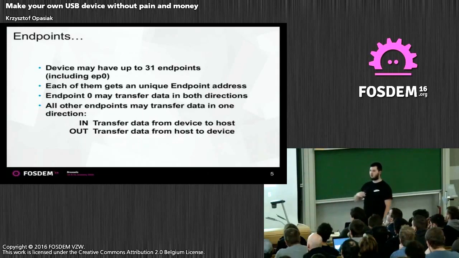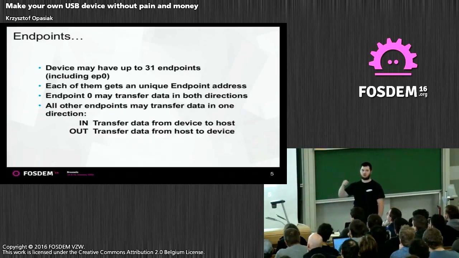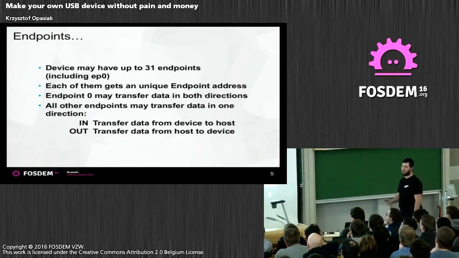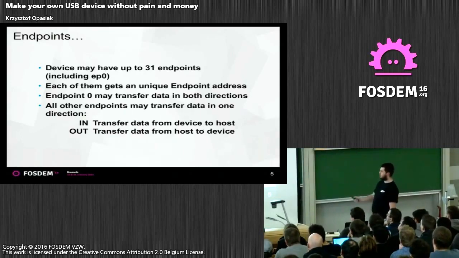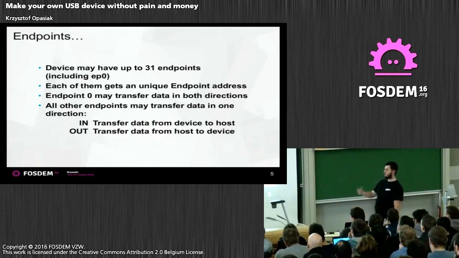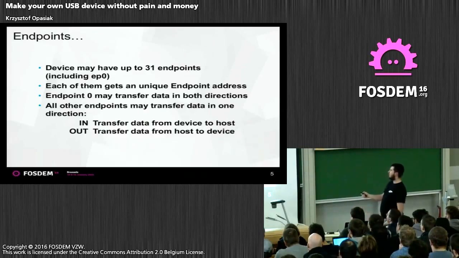Communication between host and the device is done between host and one of the endpoints. Endpoints are a little bit equivalent of ports from TCP/IP or UDP. A device may have up to 31 endpoints. Each of them gets a unique address. It's a single byte which identifies the data stream.